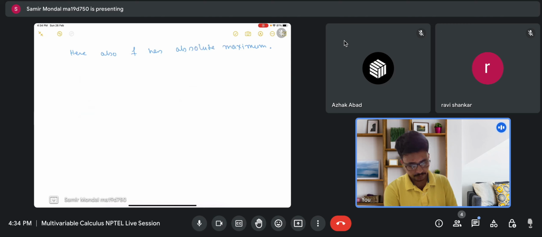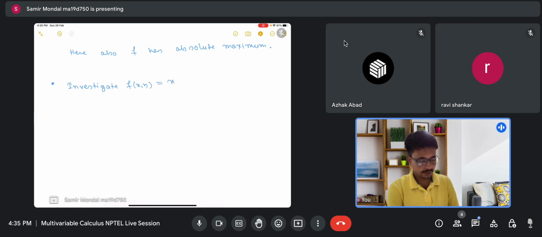So I'm giving you another one. Please do it by yourself. I'm giving one example. This is also not that difficult. Investigate f of x y, given by x power 4 plus y power 4 minus 4xy plus 1, for extreme values.